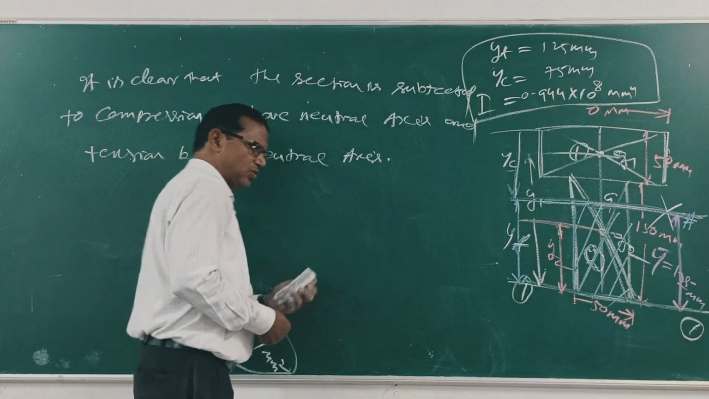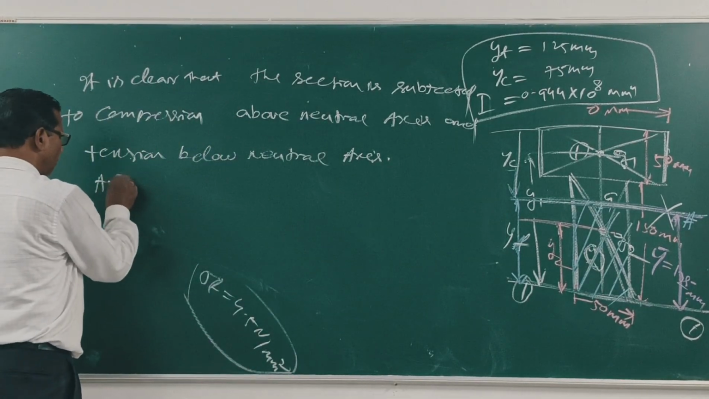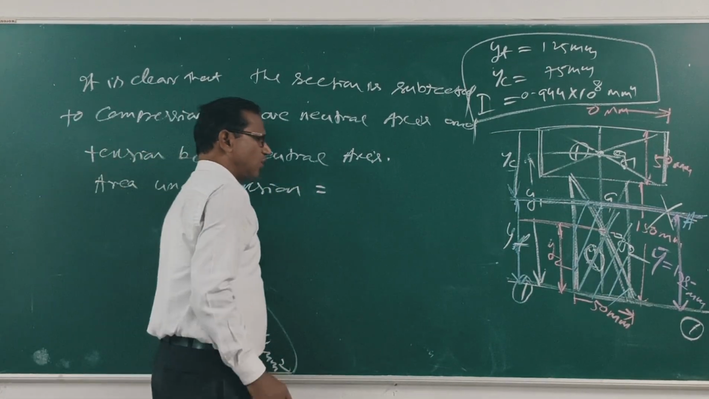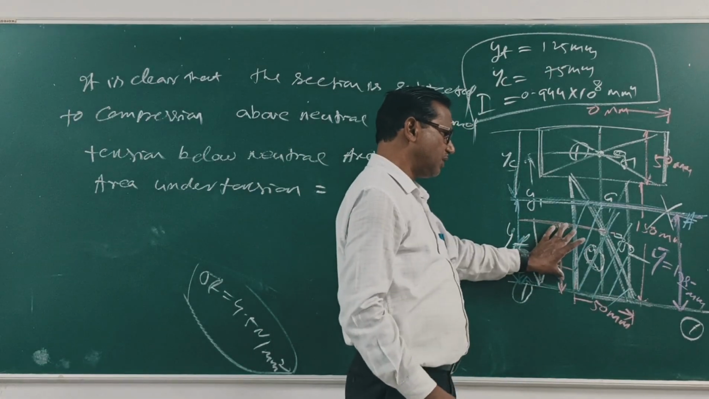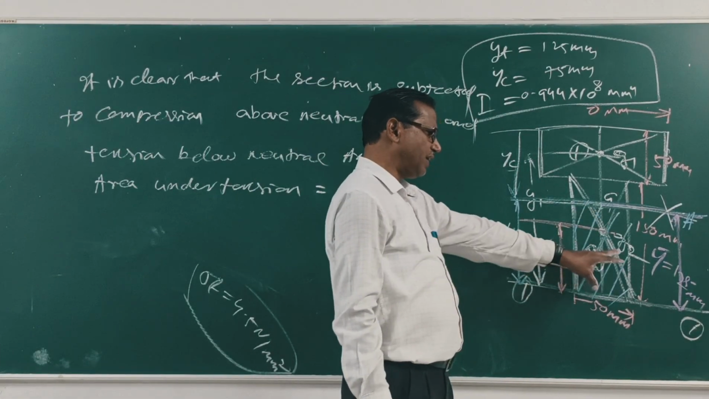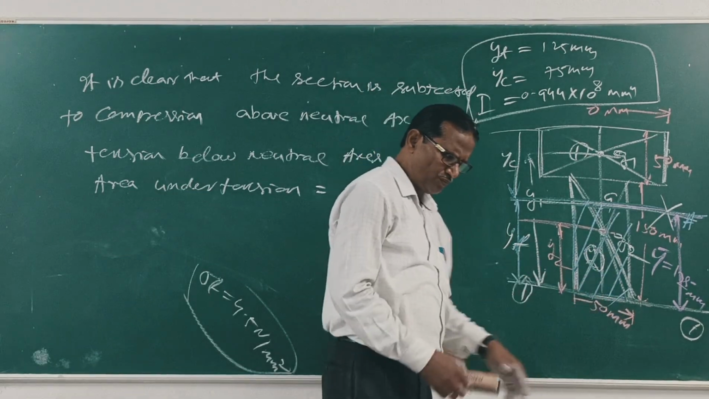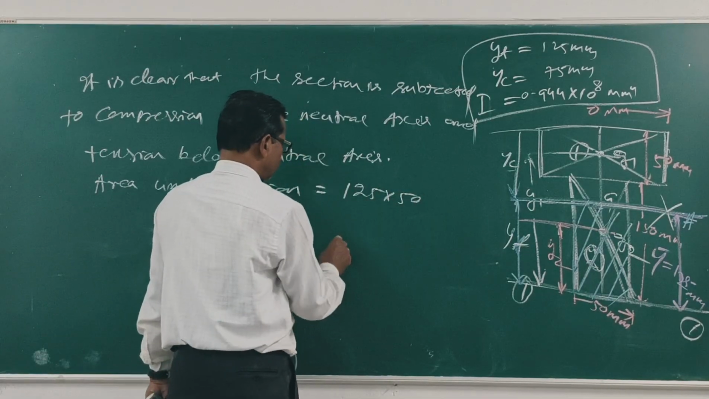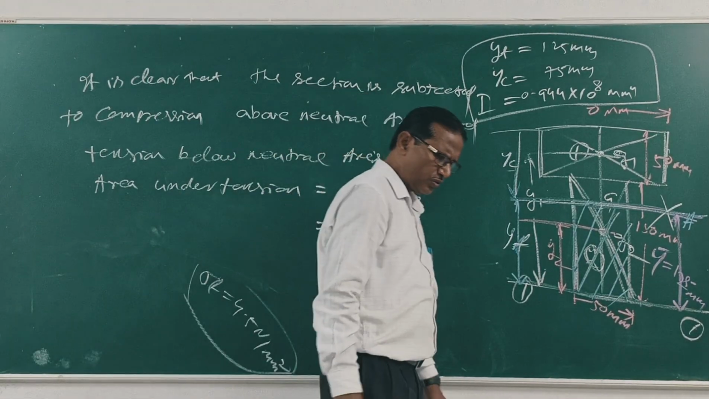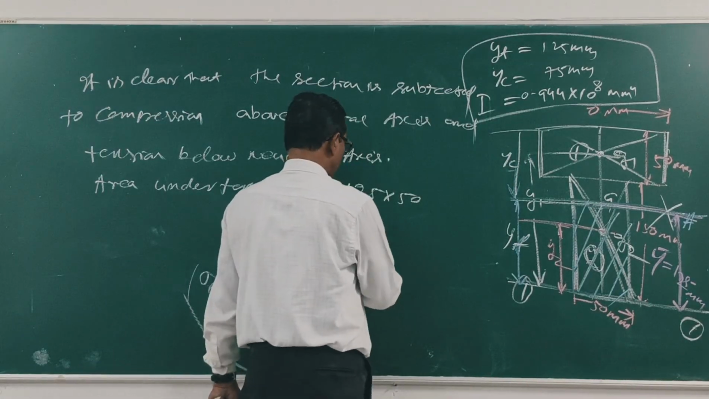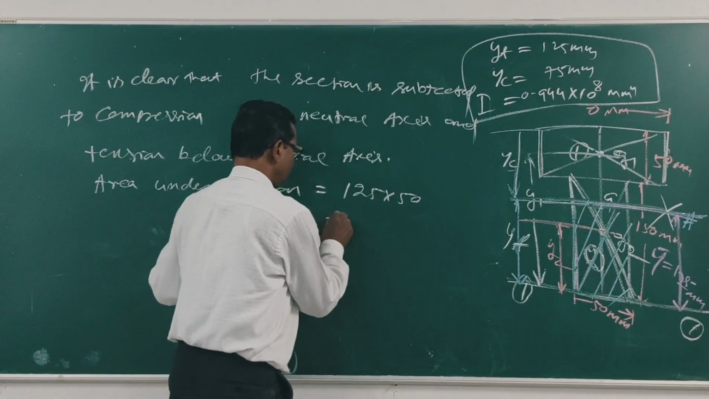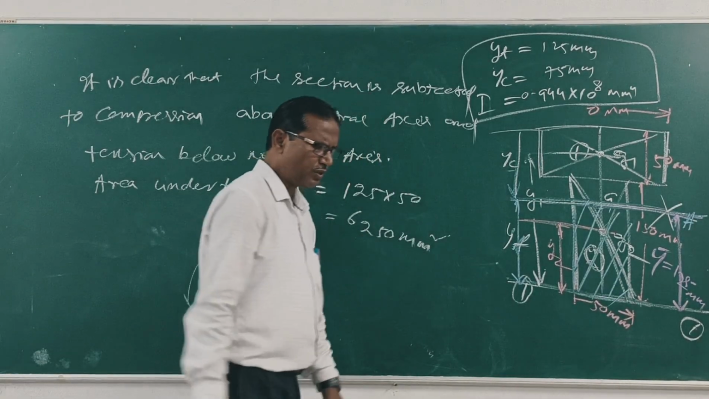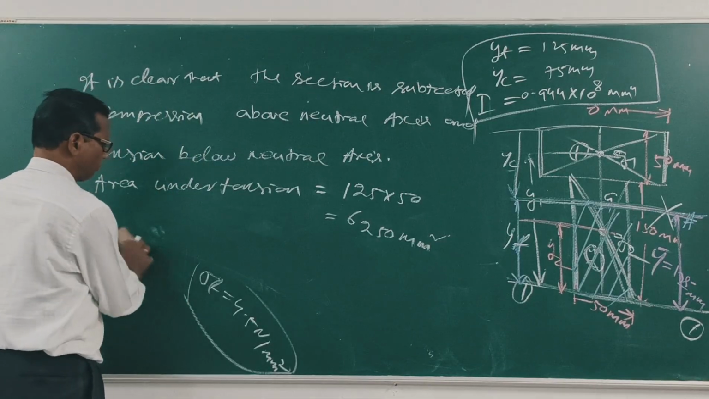So the area under tension is equal to 50 into this length YT, 125. Clear? 125 into 50. So this amount is equal to 6250. Clear?